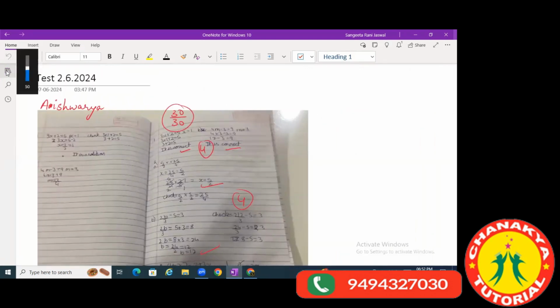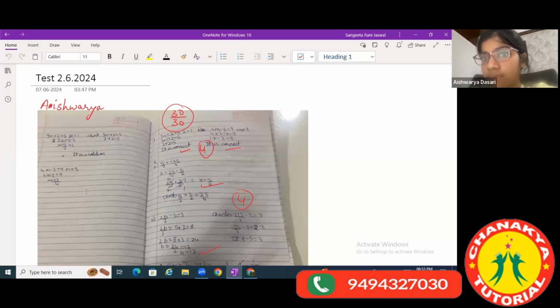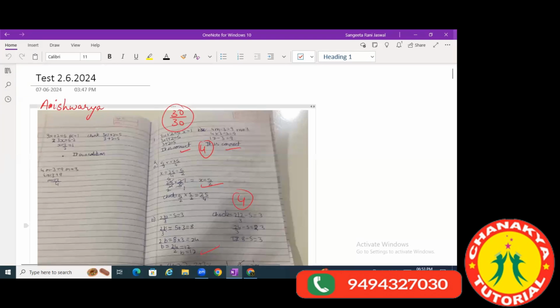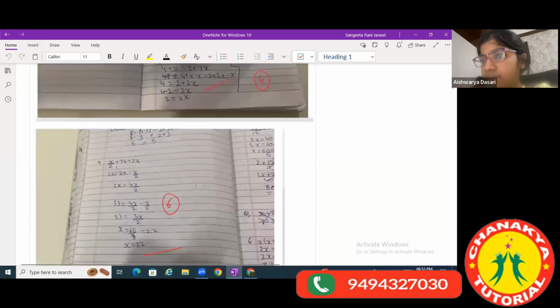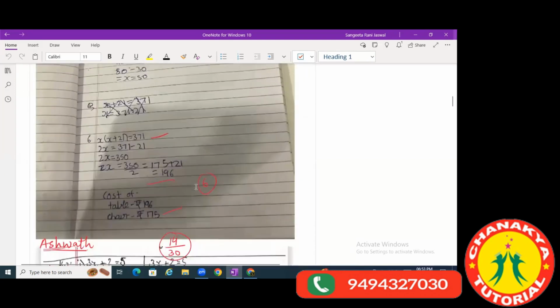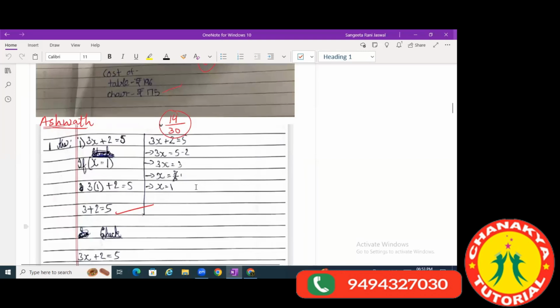Okay, now see children, the first paper here is Aishwarya's. Aishwarya, you have done good, got good marks. Congratulations to you. Thank you. So no mistakes here in your question. The next is Ashwath. Ashwath, you can see the class.